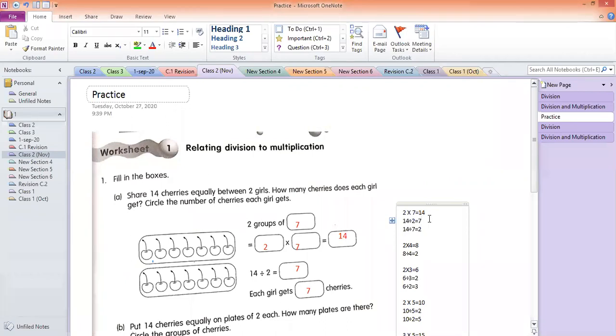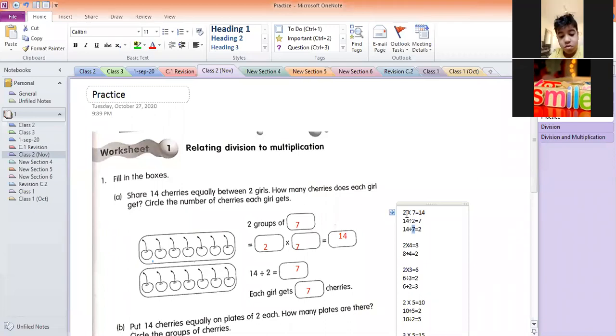If 2 multiplied by 7 equals 14, that means if I divide 14 by 2, I am going to get the answer 7. And if I divide 14 by 7, I'm going to get the answer 2. If there are two groups and 7 cherries in one group, there will be a total of 14 cherries. Same, if I have 14 cherries and I want to divide them into two equal groups, I'm going to have 7 cherries in one group. Or if I want 7 cherries in one group, how many groups am I going to have? I am going to have 2 groups.